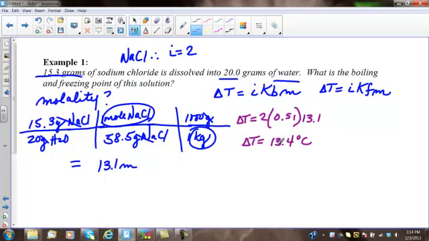Okay, so if water boils at 100 degrees, then 100 plus 13.4, my new boiling point is 113.4 degrees Celsius. That equals my boiling point.